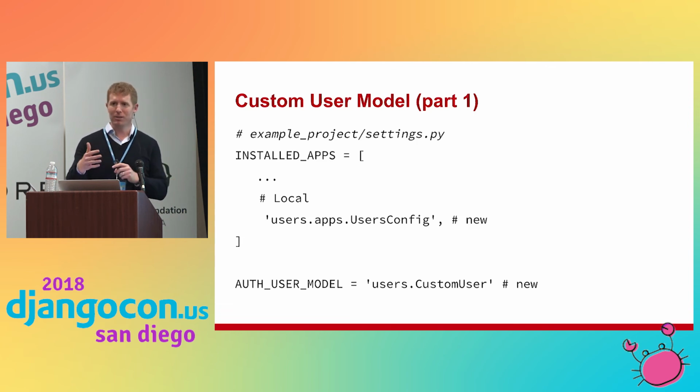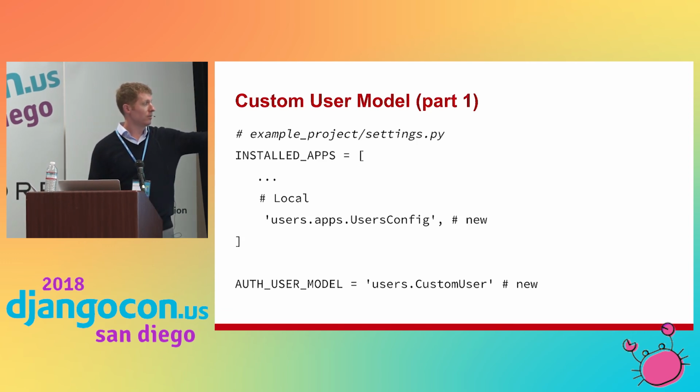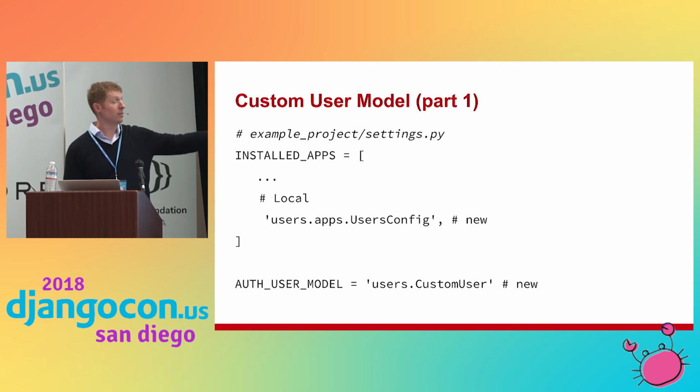And I understand you want to keep it simple, but you can really simply implement a custom user model up front. This is how I like to do it. So you add the users app. Down here we say, okay, we're going to extend, we're going to have a new model, CustomUser.